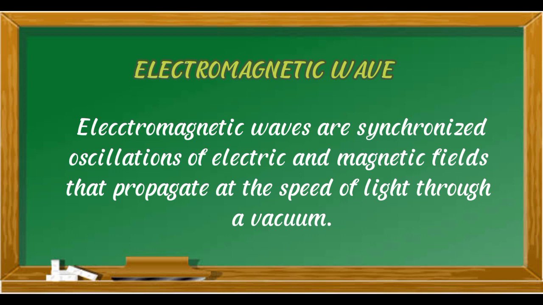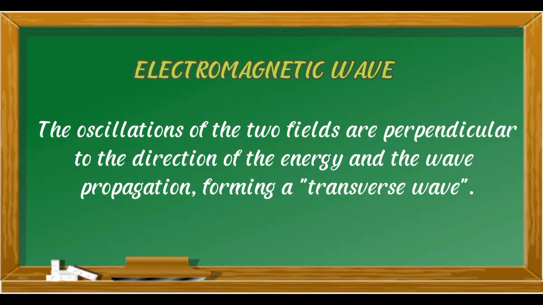Electromagnetic waves are synchronized oscillations, or the movement back and forth at a regular speed, of electric and magnetic fields that propagate at the speed of light through a vacuum. The oscillations of the two fields are perpendicular to the direction of energy and wave propagation, forming a transverse wave.